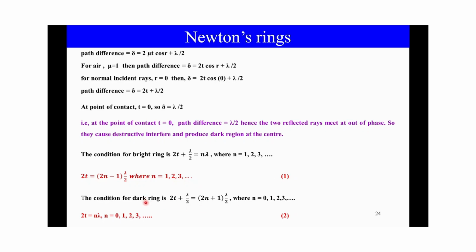And similarly we have to get the equation for the dark ring, that is 2t plus lambda by 2 is equal to a half integral multiple of lambda. It can be written as (2n plus 1) into lambda by 2, where n is equal to 0, 1, 2, 3, 4 and so on. Now in this equation, send lambda by 2 to the right hand side and take lambda by 2 as a common factor, and we can cancel plus 1 and minus 1, and finally we are going to get 2t is equal to n lambda, where n is equal to 0, 1, 2, 3, 4 and so on. Now equation 1 and equation 2 are the conditions for the bright ring and dark ring in the case of Newton's rings.